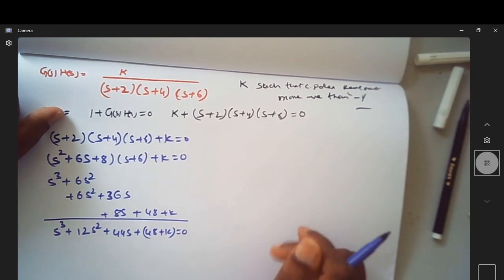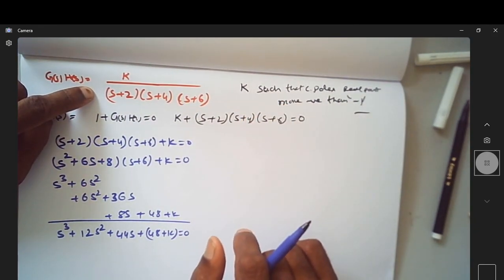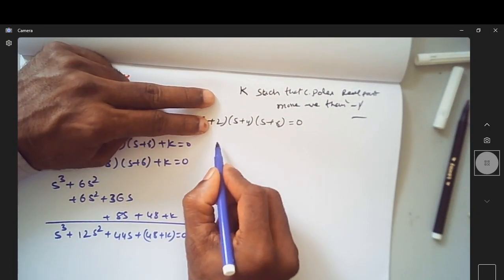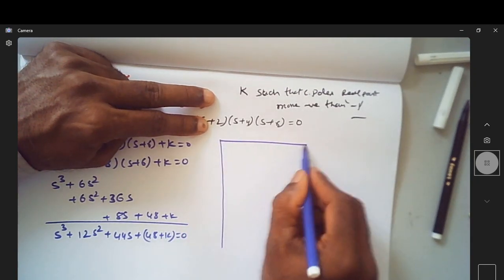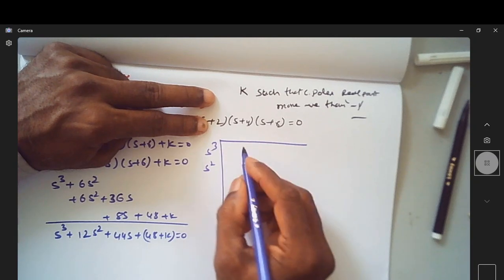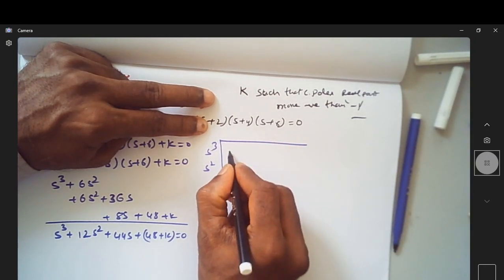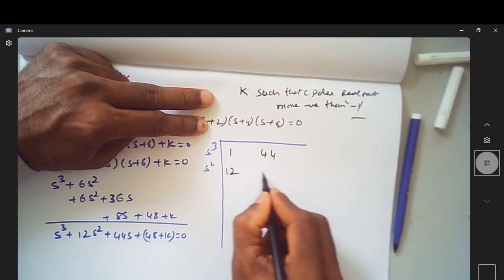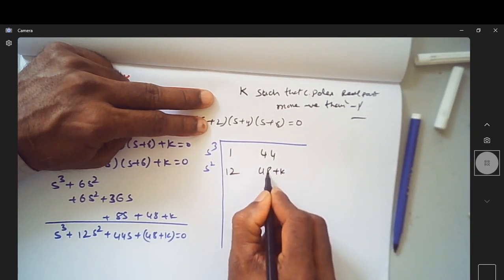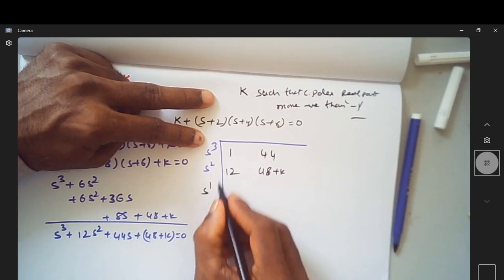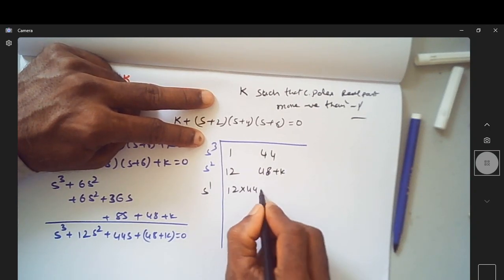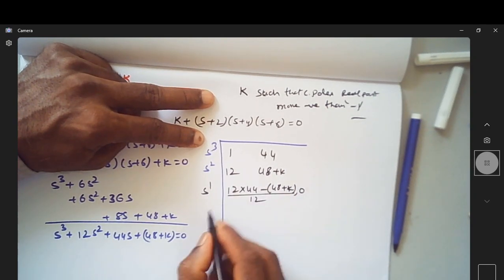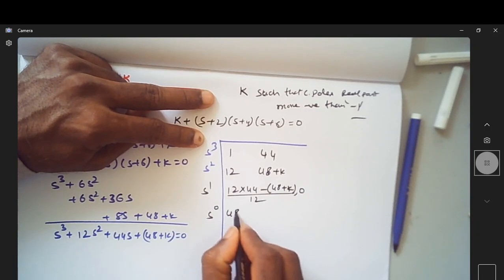Suppose I write the Routh array and find the k margin, I'll get the value of k such that poles are there. Okay, let me just do that. There is no harm. This is s cube, this is s square. The other elements are 1, 44, and this is 12 and 48 plus k. S power 1 happens to be 12 into 44 minus (48 plus k) by 12. Then s power 0 is 48 plus k.